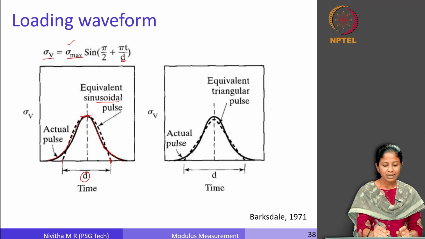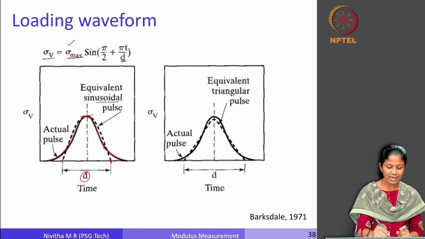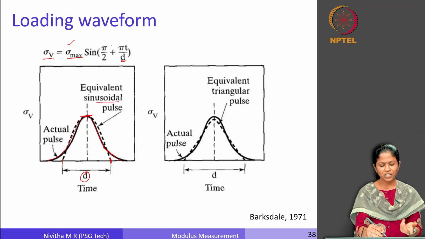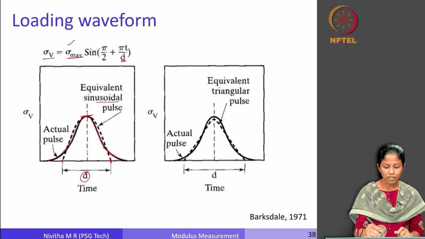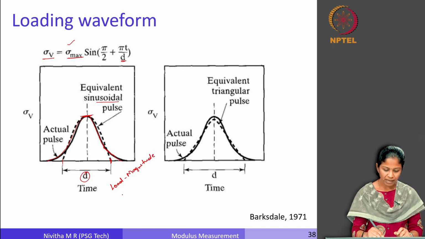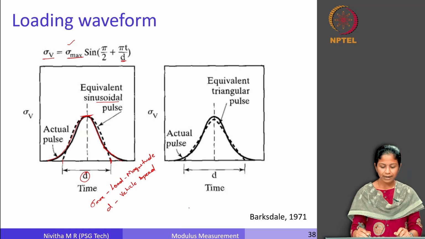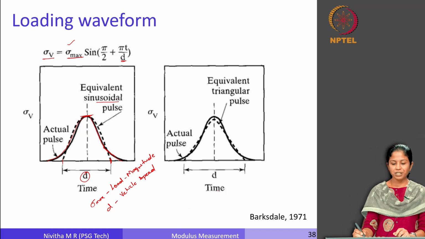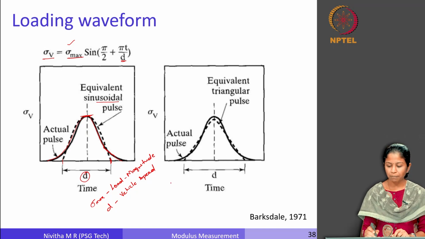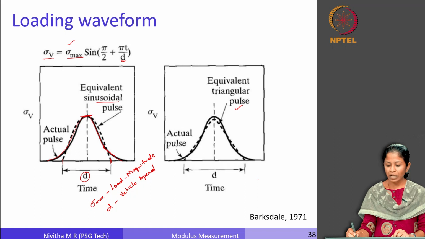So, if we look at the stress at any given point, it is a function of this maximum value, which actually depends on the axle load, and it is a function of the duration over which it is applied. So, it actually depends on load, which is nothing but the magnitude of load, and the other parameter which is vehicle speed. So, this load will govern the sigma max parameter and the speed is going to govern the d parameter. Okay. So, there are many approximations we can do. One is to approximate into a sinusoidal pulse, the other one is to approximate into an equivalent triangular pulse.